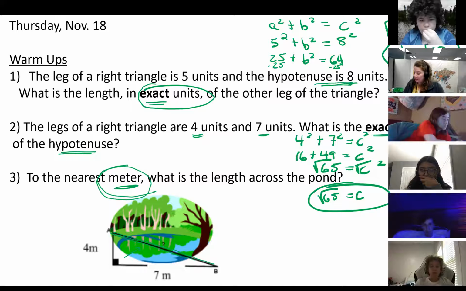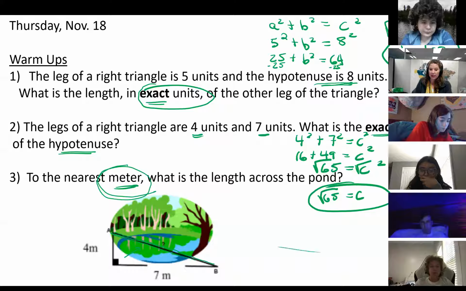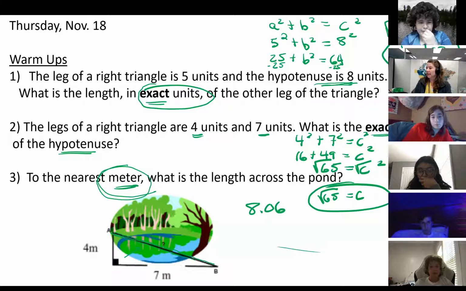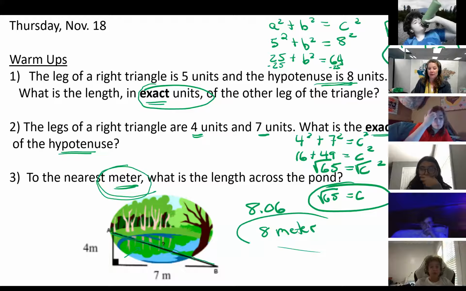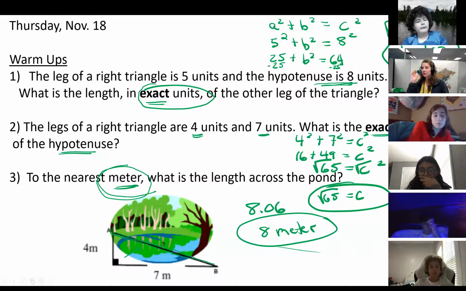Nope. So we're going to find the square root of 65, whatever it is, and my calculator says 8.06. So what is my answer? To the nearest meter, my final answer is how many units? Yes, good, good, good. 8 meters. All right, how do we feel about those, you guys? Everybody good? Okay. All right, let's look at a few more problems.